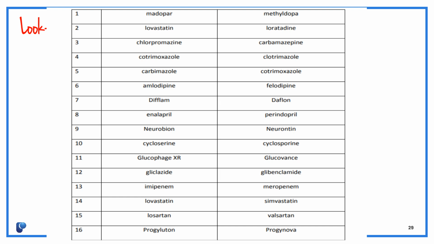So this list here is an example of 16 look-alike, sound-alike medications. Commonly, we can say number 7, Diplan and Deflon sound the same. Number 6, amlodipine and felodipine sound almost the same. Alright, I give you your own time to look at these medications. You may pause the video to look at it.